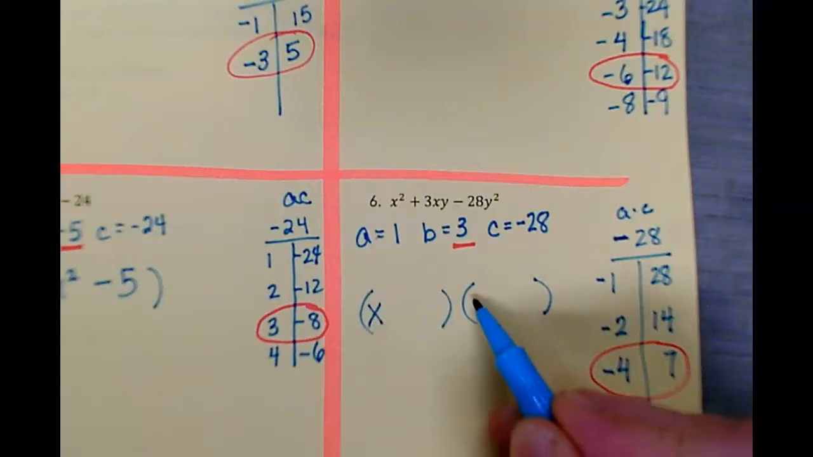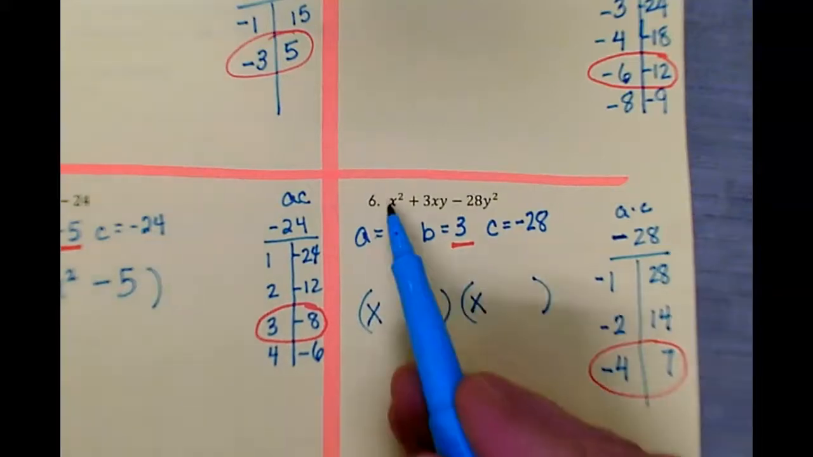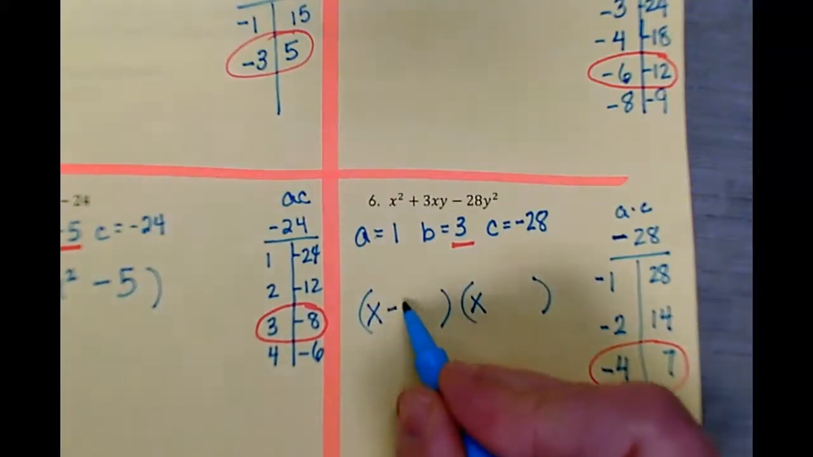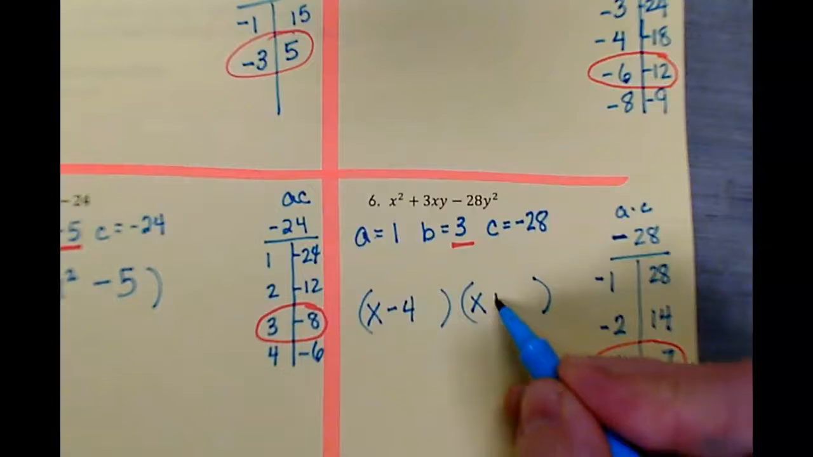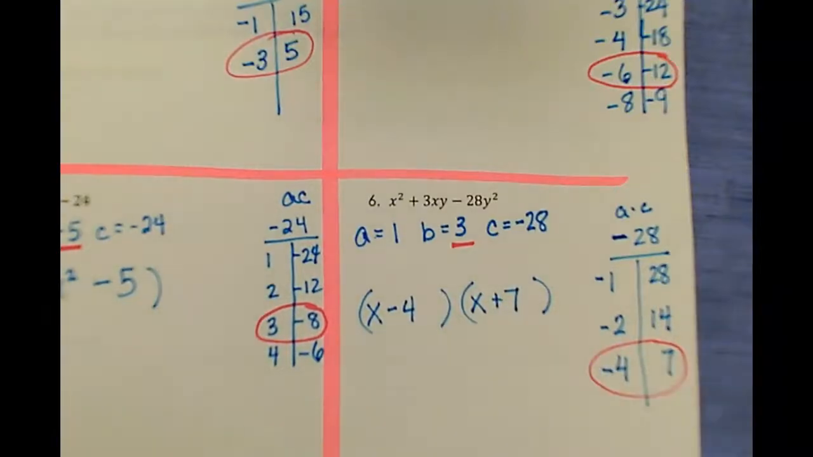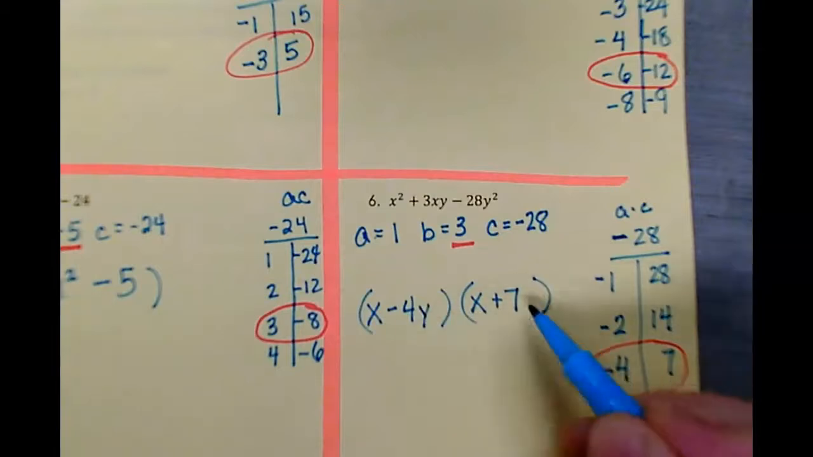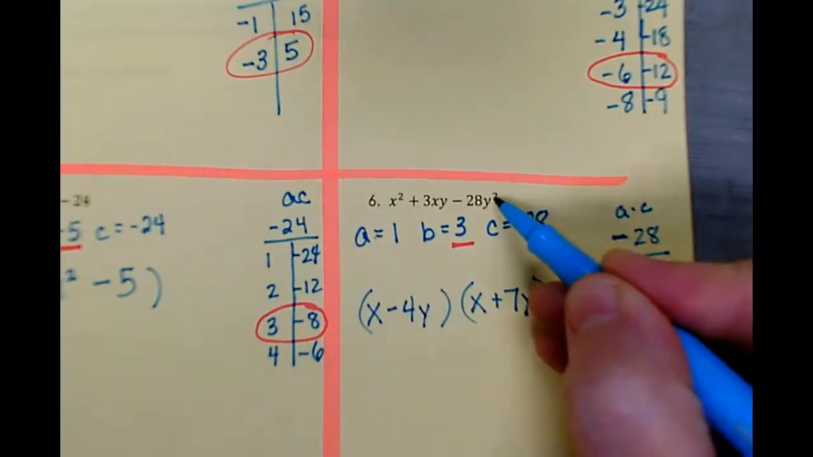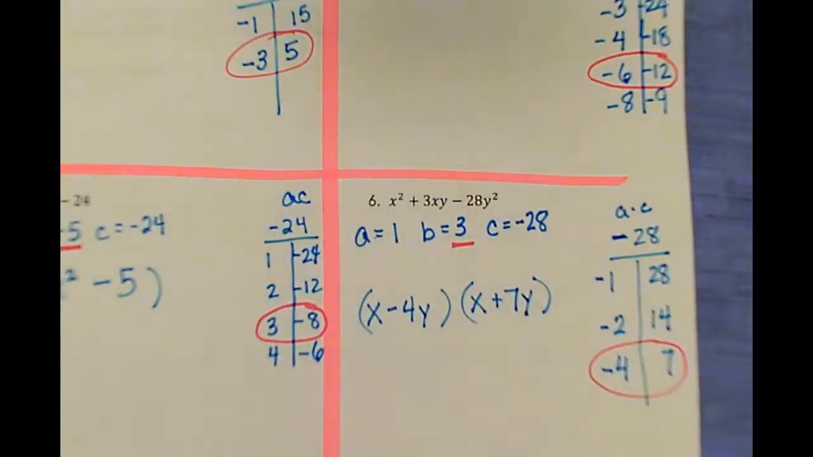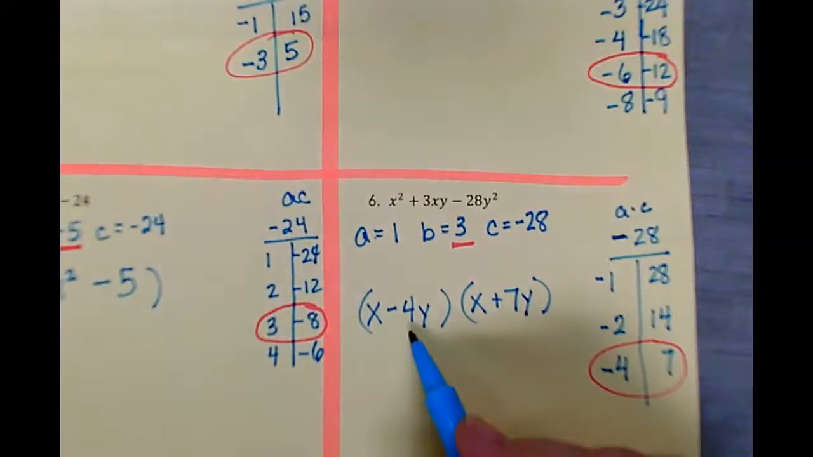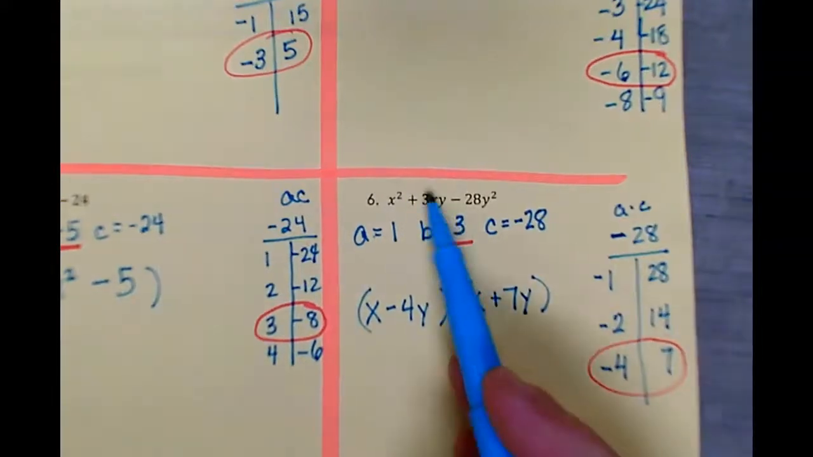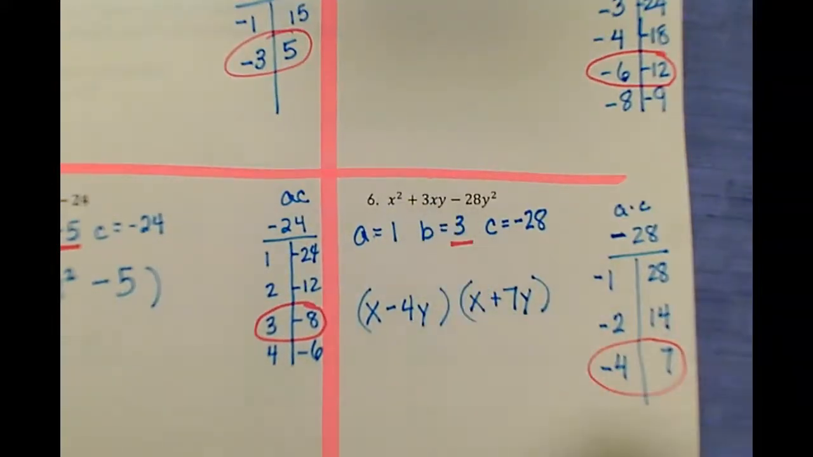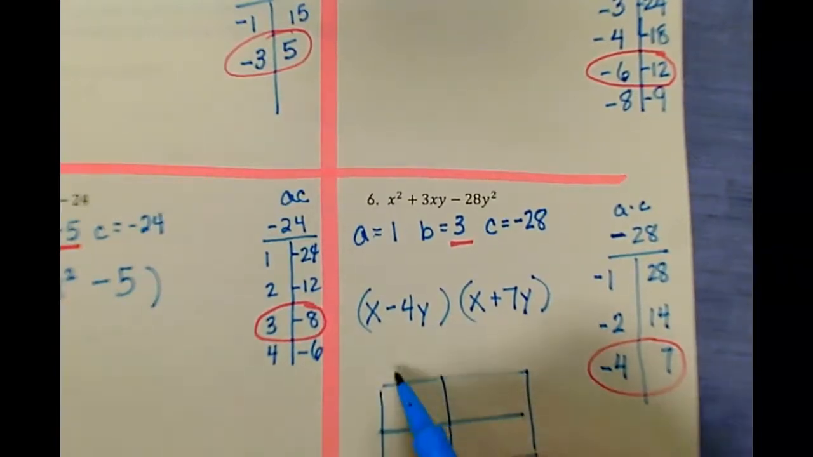So x and x will give me x squared. But what about the y? So y times y would give you y squared. And when you multiply the box problem together, the middle terms, maybe I should go ahead and show you. Let's check this out using a box problem.